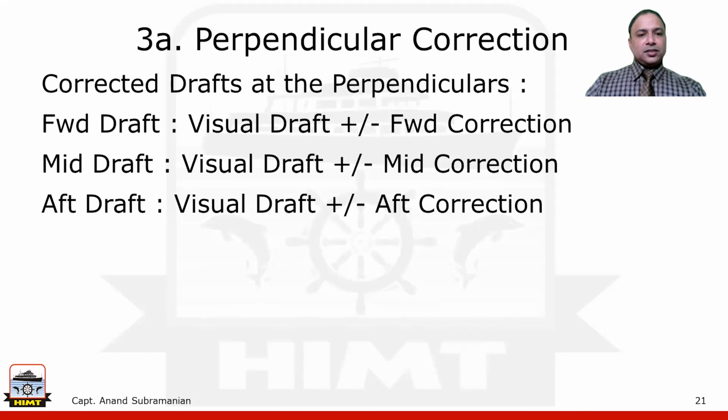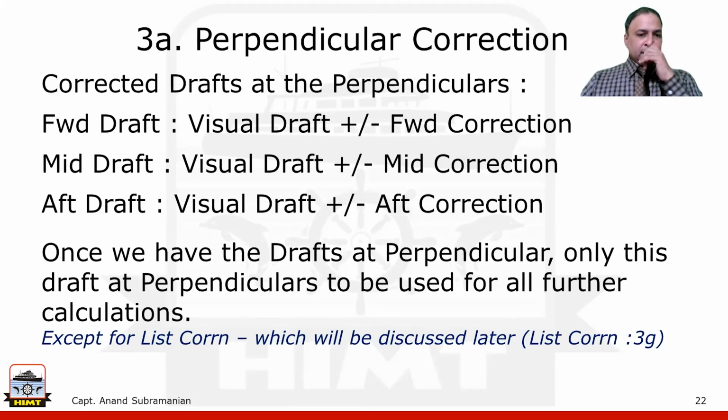Now, once we have the signage, it's just a simple addition or subtraction with the visual drafts. The visual draft plus or minus the forward correction will give us the forward draft at the perpendiculars. Remember, now we are coming to the perpendiculars. The midship perpendicular draft will be the visual midship draft plus or minus the midship correction. And the aft perpendicular draft will be the visual aft draft plus or minus the aft correction. So once we do that, we will get the drafts at the perpendiculars.